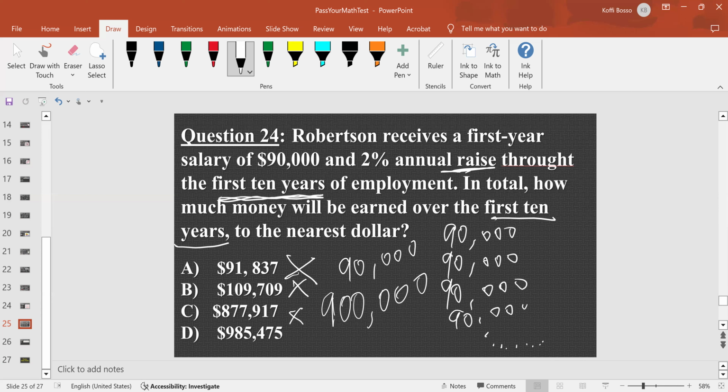You just use your imagination to say that 90,000 times 10 will be 900,000. That's why D is the value which is more than 900,000 with a raise. Yes, that's very important. With a raise, that will be more than 900,000. Without a raise, that will be 900,000. So the correct choice is D. That's why we are saying we don't need a formula, just use our imagination.